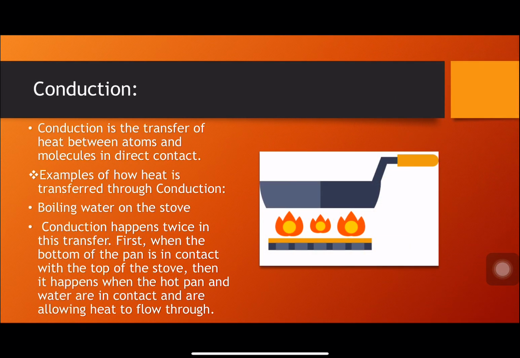Next, we'll go on to conduction. Conduction is the transfer of heat between atoms and molecules in direct contact. An example of how heat is transferred through conduction is by boiling water on the stove. Conduction happens twice in this process. First, when the bottom of the pan is in contact with the top of the stove, it heats up the pan, and then it happens when the pan and the water make contact and it allows the heat to flow through.